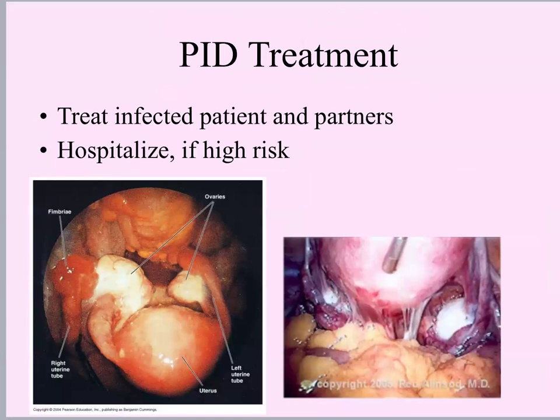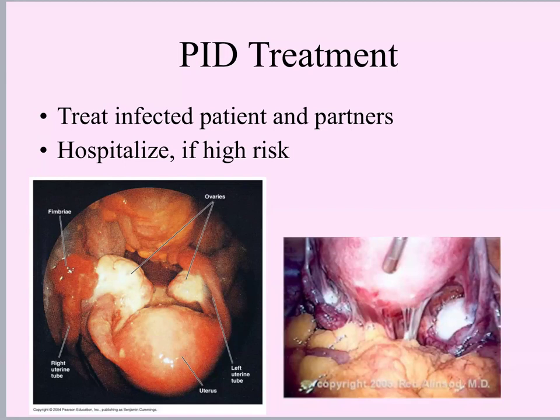So the treatment for PID, number one, you have to treat the acute infection. A woman's probably going to need some IV antibiotics during the acute phase. It's pretty severe. When somebody's that sick, they usually can't just stay home and take oral antibiotics. You have to treat the STI itself, so treat the gonorrhea and chlamydia. And it's likely that this patient will have to be hospitalized if they're high risk.